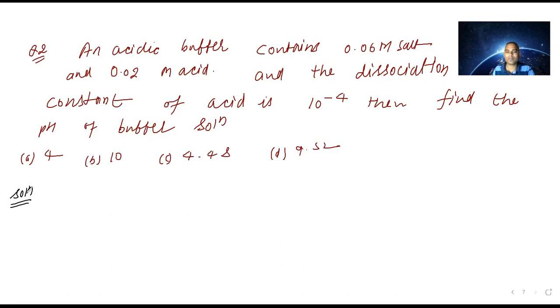So will this be 4.48? Because the first thing I do is find the pKa, which is the negative log of the dissociation constant. Then I will do the log of the concentration of salt, which is 0.06, divided by 0.02, the concentration of the acid, which gives me 0.48. And then I just add the two, which gives me 4.48.